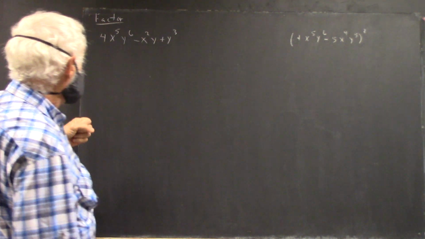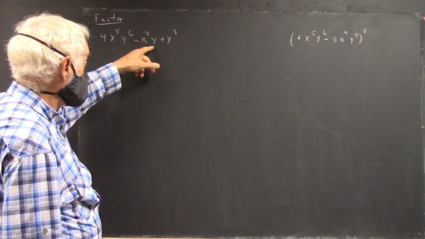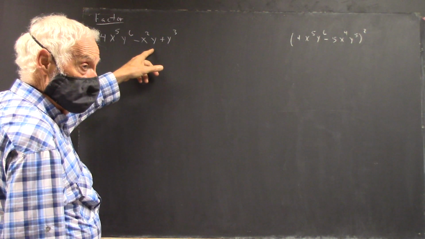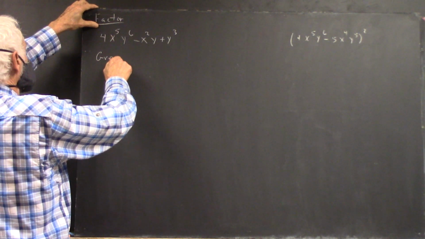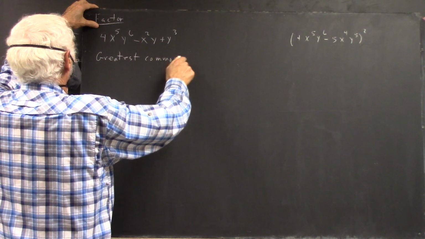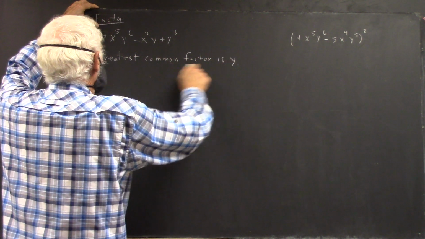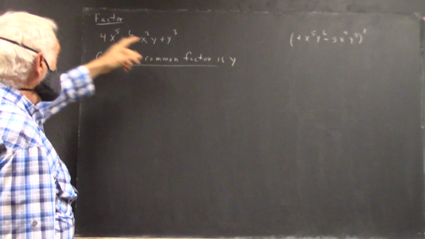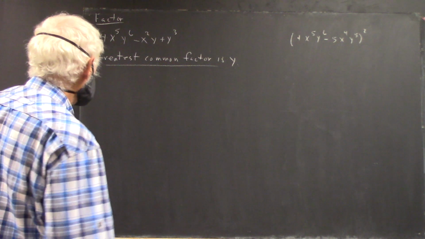Now, you can't use y to the 6th because y to the 6th isn't a factor of this expression. And of course it's not a factor of this one either. Y cubed is not a factor of this expression. So the greatest common factor is y. Okay? Again, x is not a common factor. There's no x here. There's no number that's a common factor. Greatest common factor is just y.